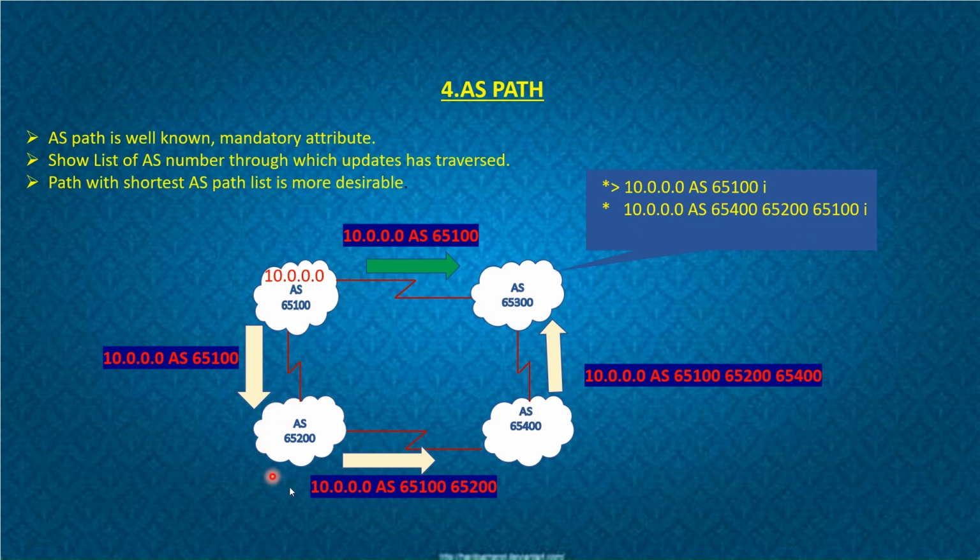Suppose here is one example, the 10 network. When AS 65300 receives the same 10 network from two directions, one directly and one from the longer path, it will check its routing table. It will see the 10 network is coming directly from 65100, and the same network is also learned from 65400, 65200, and 65100. This AS path length is bigger. The shorter AS path is always desired, so the shorter path will become the best. So this is the fourth attribute.